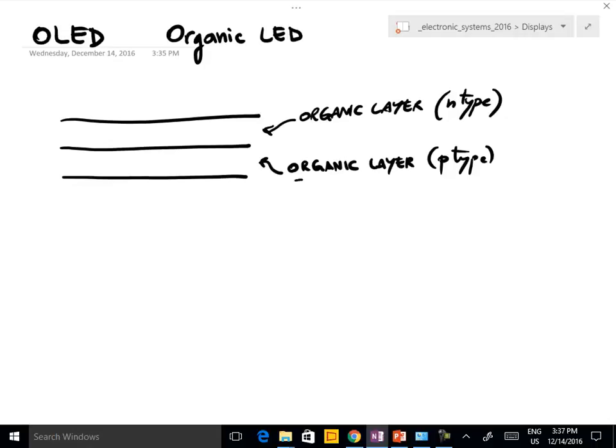Just for the sake of using the proper names, the organic layer which behaves as p-type is called, in the case of organic semiconductors, hole transport layer, which is called HTL, and the organic layer which is n-type is called electron transport layer.